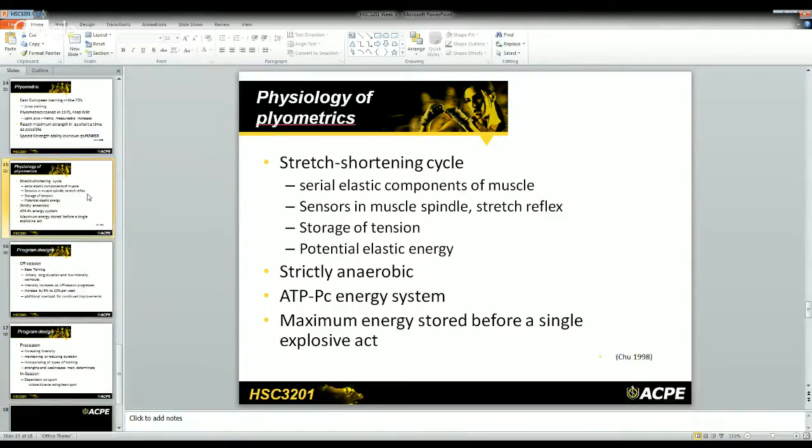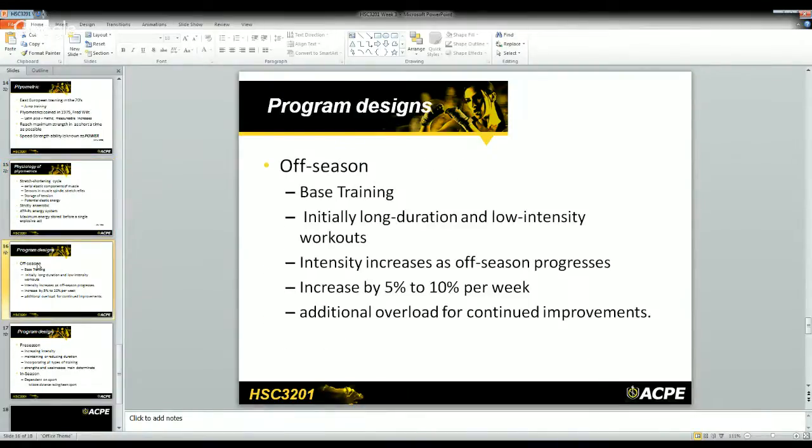Now the question is, how do we put all these together? Like, where do we start and how do we apply it? What time of the season is the optimum time to develop and to bring these in? So if we start with our off season, now that can be general preparation, it can be off season. They're the main two that you'll see.